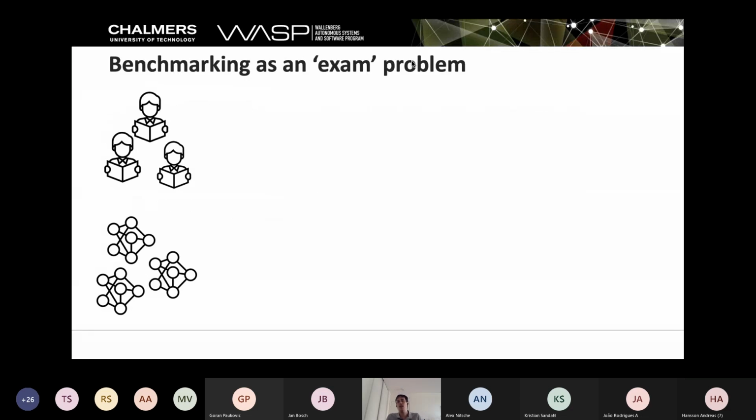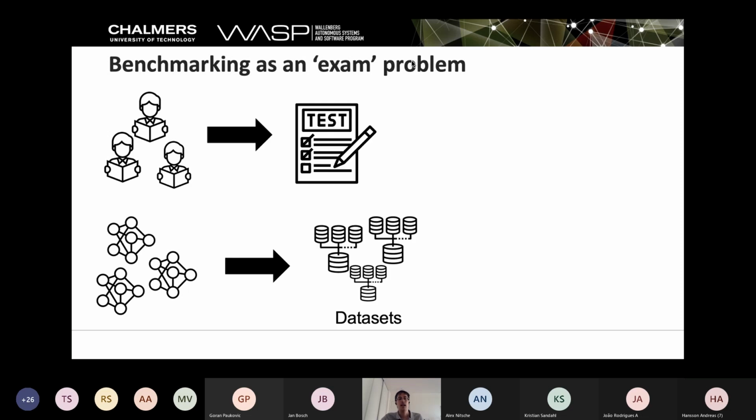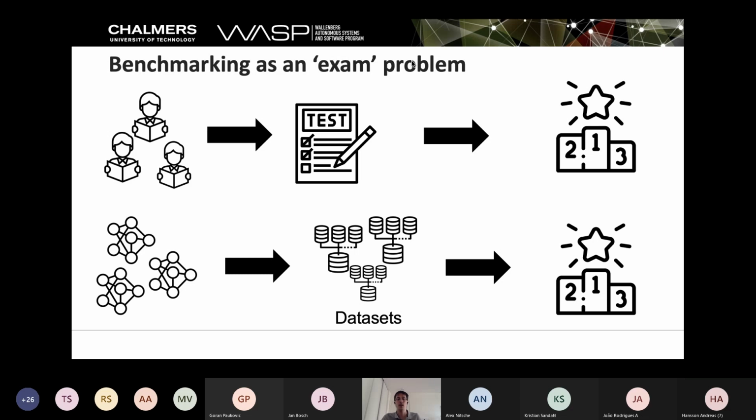Going back to our problem, we can think about benchmarking of software as this kind of exam education problem. In this case, we compare students as machine learning algorithms. You have students, and students go over a test. You have machine learning algorithms, and you apply those algorithms on datasets. In the end, you measure from the test the ability of the students, and from the data sets the ability of the machine learning algorithm, so you can actually select the best one.